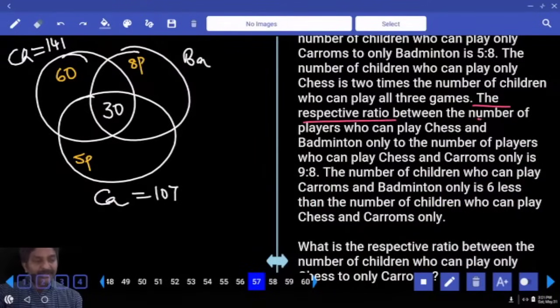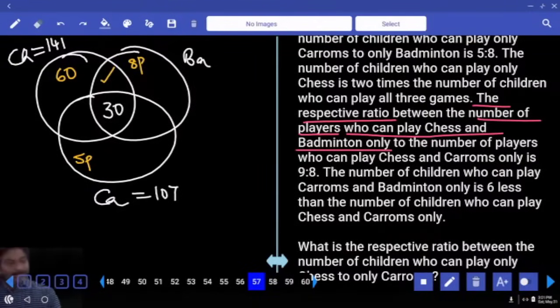The respective ratio between number of players who can play chess and badminton only, chess and badminton, tick mark please, and number of players who play chess and carom only, chess and carom only, tick mark please. Those two are in the ratio 9:8. Already we had one ratio and now they are talking about another ratio. So both are completely independent. So now you cannot write in terms of number of parts. So what I'll do is 9x, 8x. Both are two different ratios, so should be identified with two different variables. You understand?